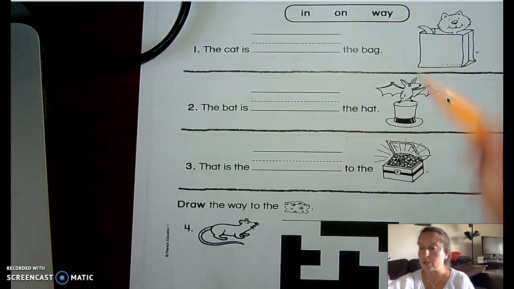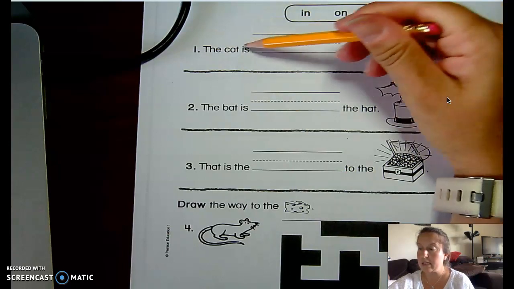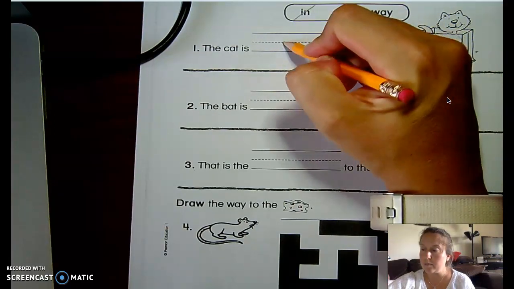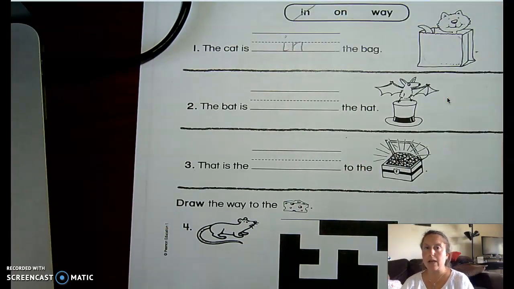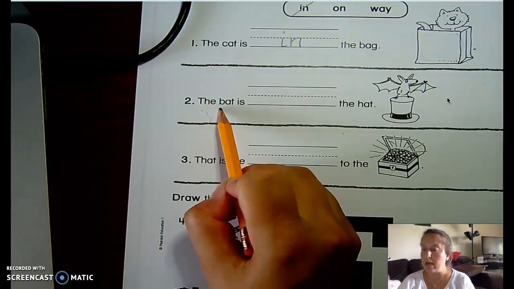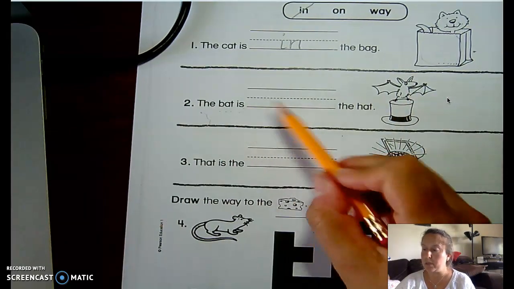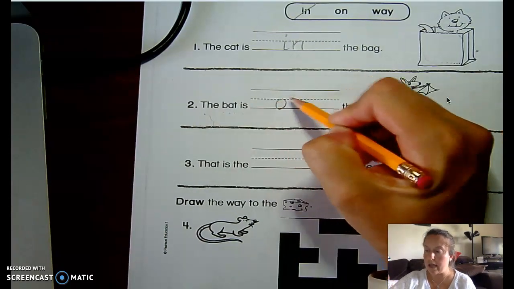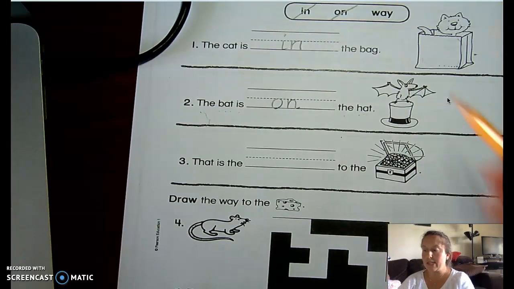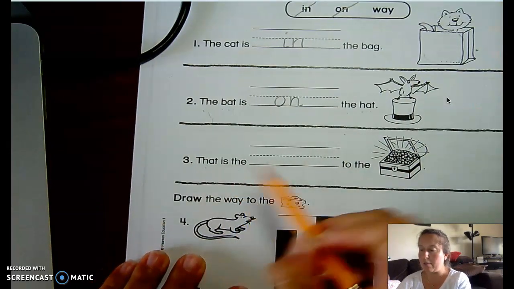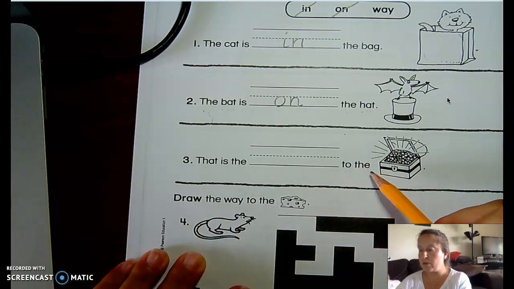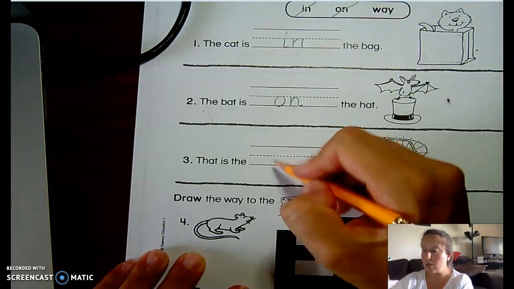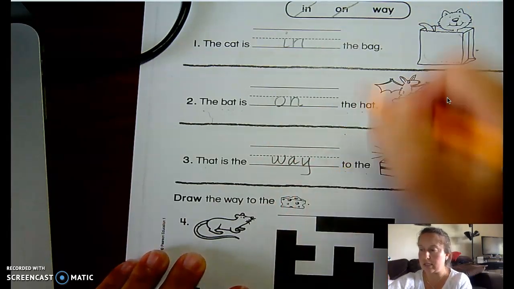Okay, let's check our answers. The cat is blank the bag. He is in it. We can see that. Nice, neat handwriting. The bat is blank the hat. He is on the hat. Last word, that is the blank to the treasure chest. That is the way, the way to the treasure chest.